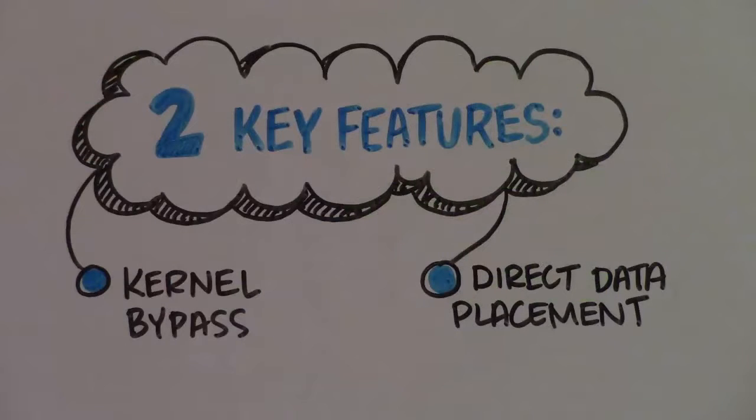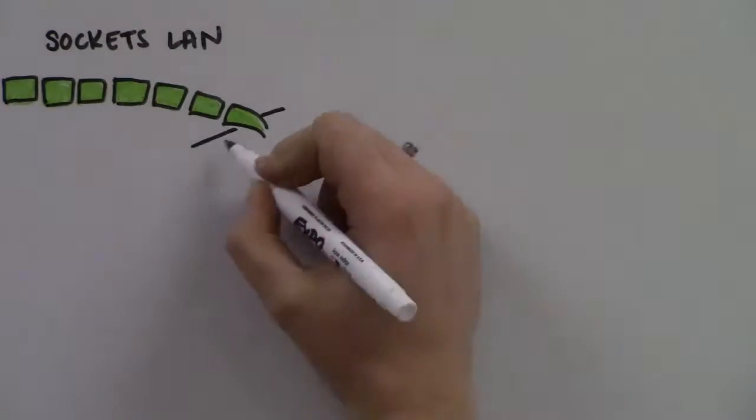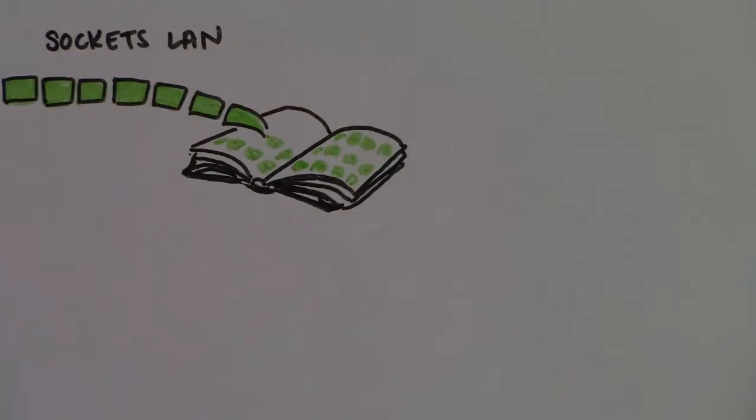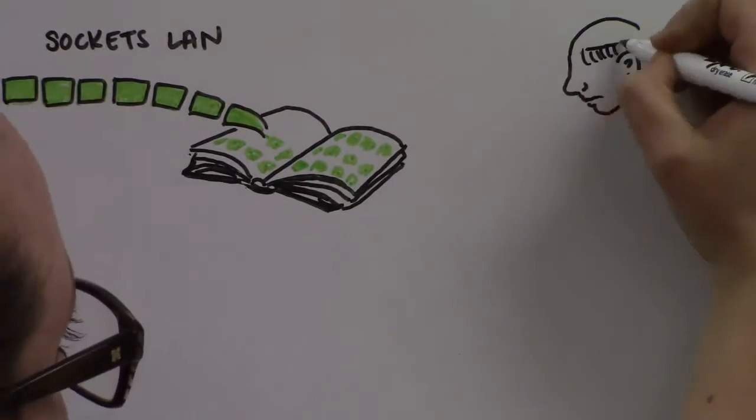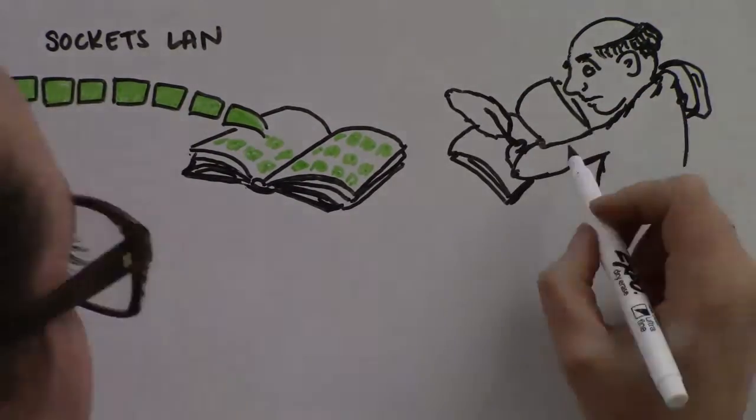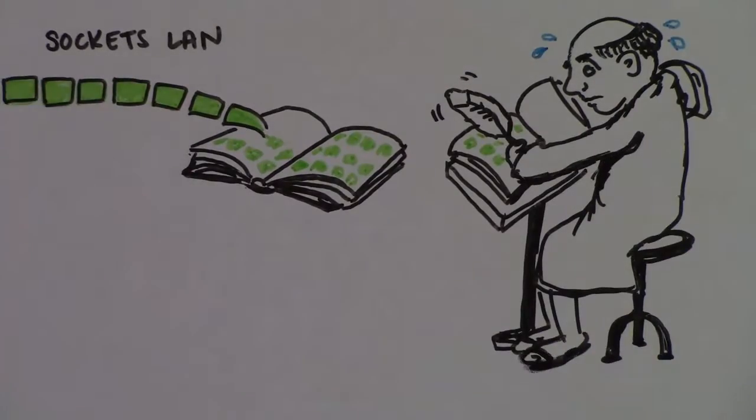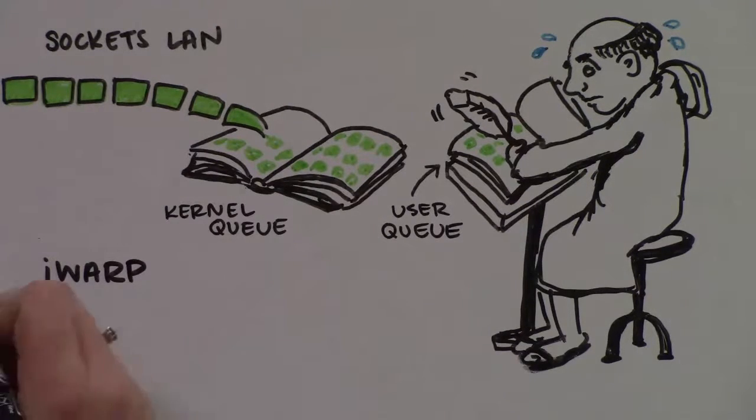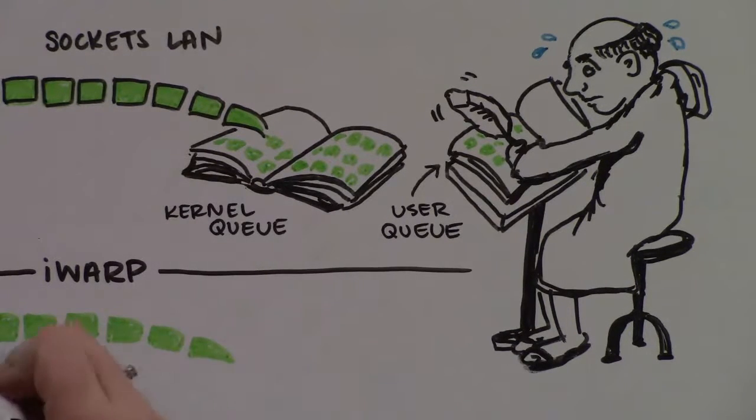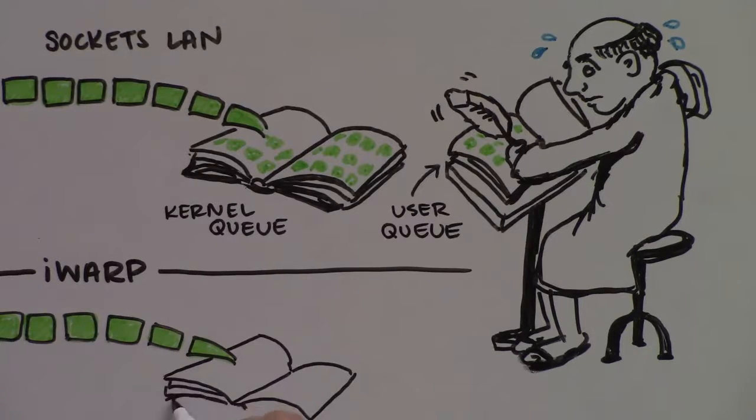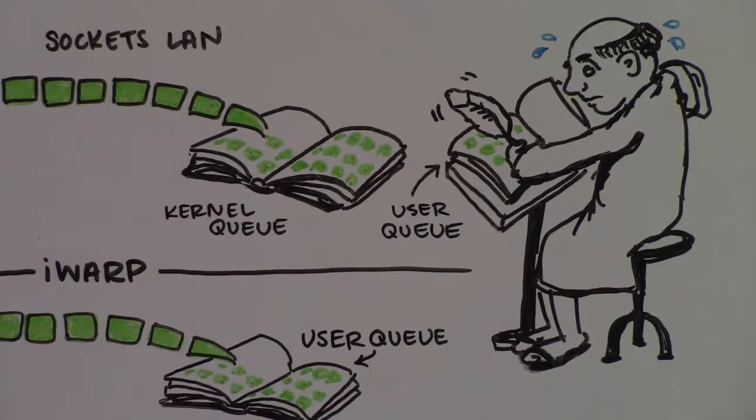The second key reason for iWARP's networking efficiency is a feature called direct data placement. With traditional sockets Ethernet, the host processor doesn't know where the application resides that wants to consume an incoming packet, so it creates a queue in kernel space. That requires the processor to copy all the data from the kernel queue into the application's user space. Because iWARP already knows where the data is going with its queue pairs, it can directly place the data in the application's user space without making unnecessary copies.